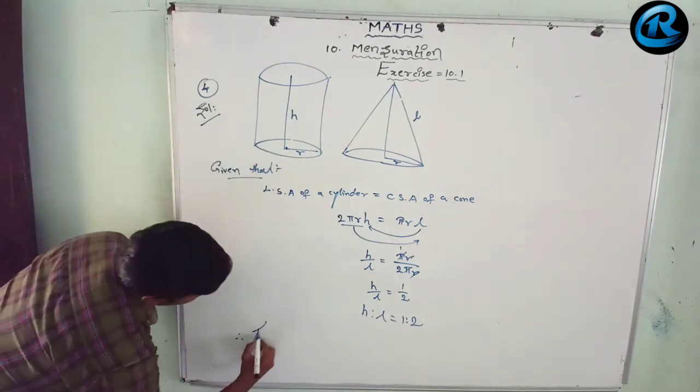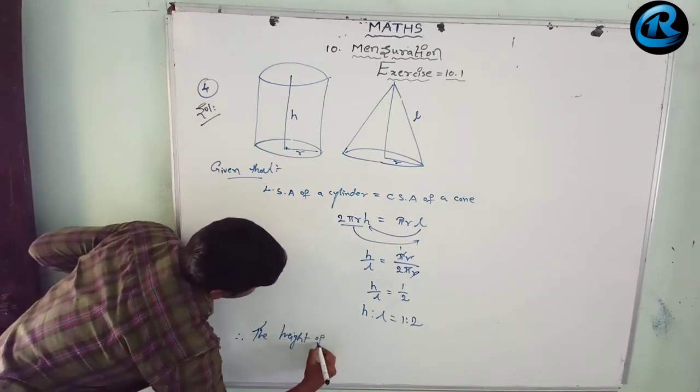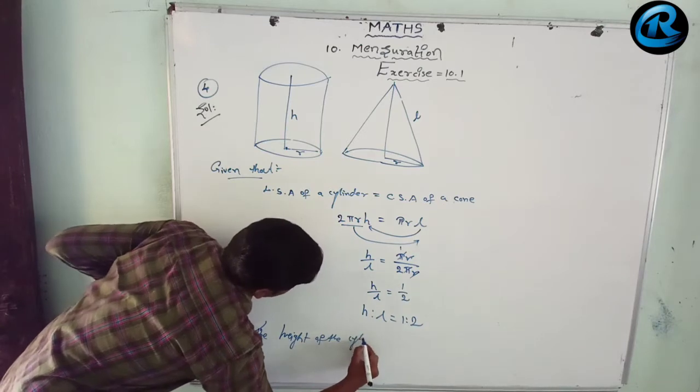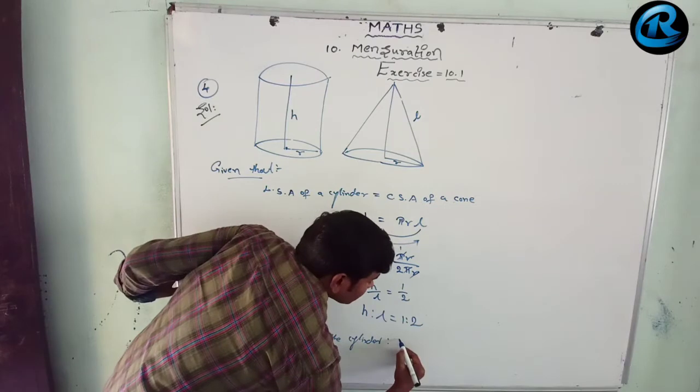Therefore, the height of the cylinder is to the slant height of the cone.